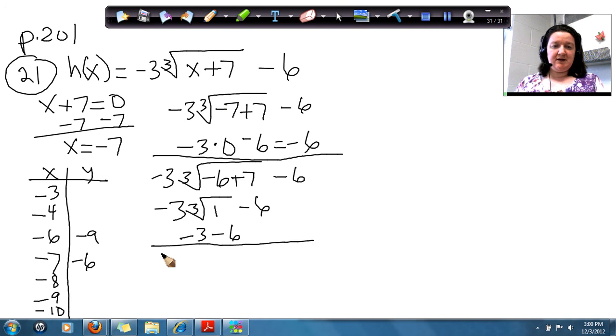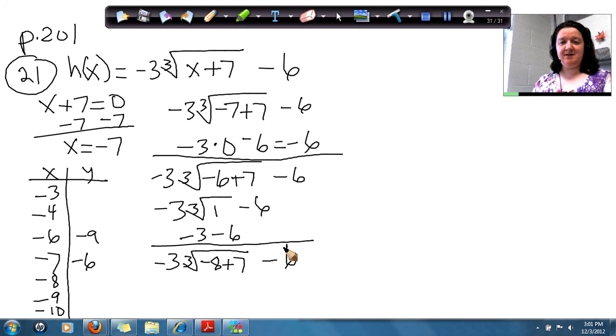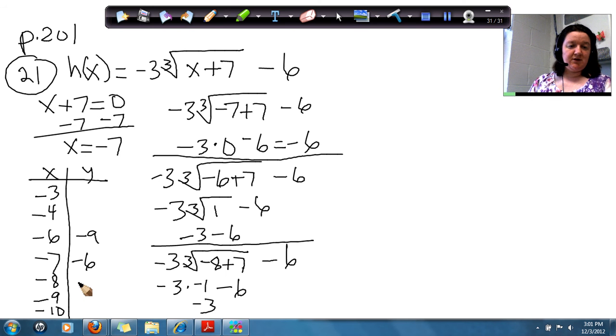So if I plug in a negative 8, I have negative 3 times the third root of negative 8 plus 7, minus 6. So that's going to give me negative 3 times negative 1, because negative 8 plus 7 is negative 1, and the third root of negative 1 is negative 1, minus 6. So that's going to give me 3 minus 6, which would give me a negative 3.